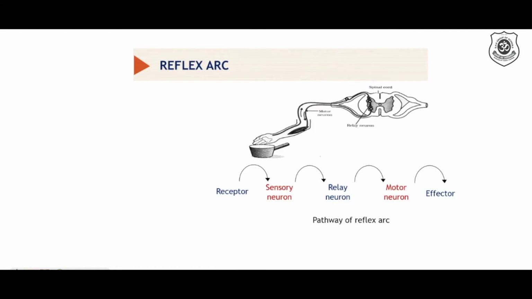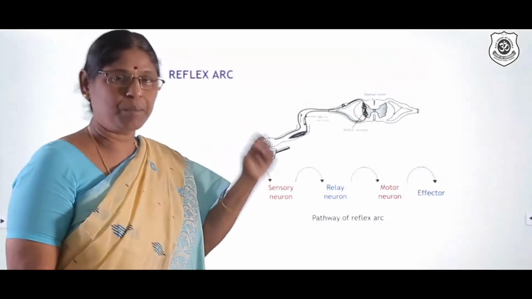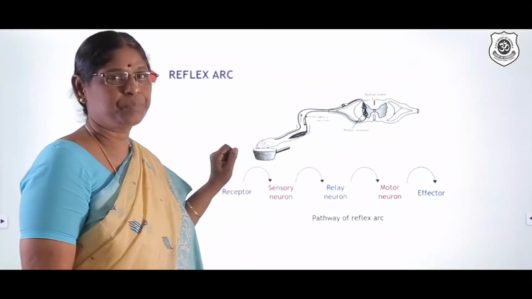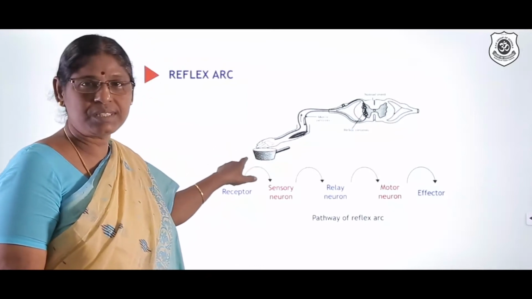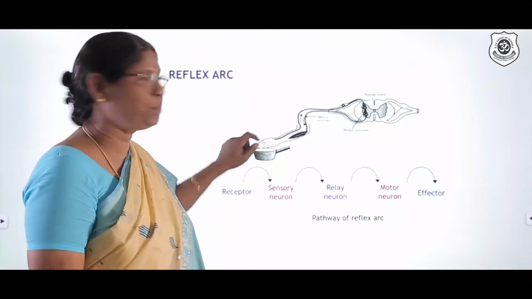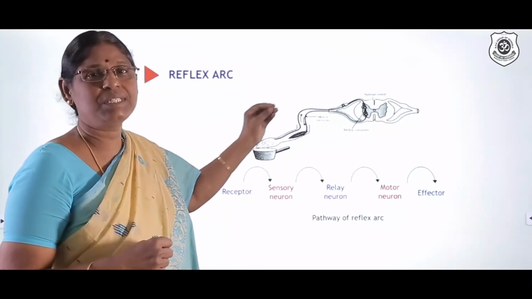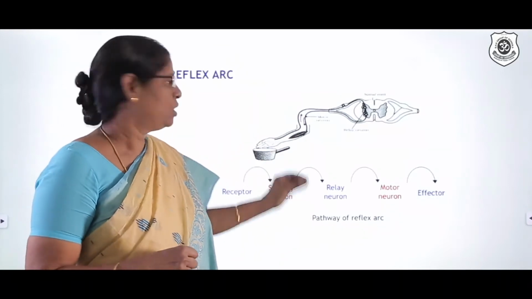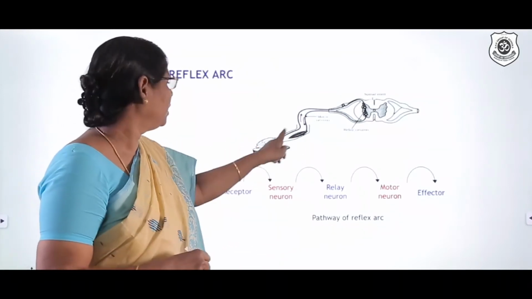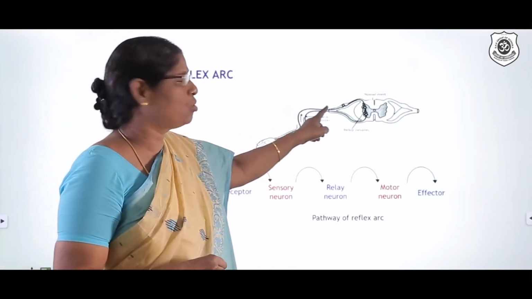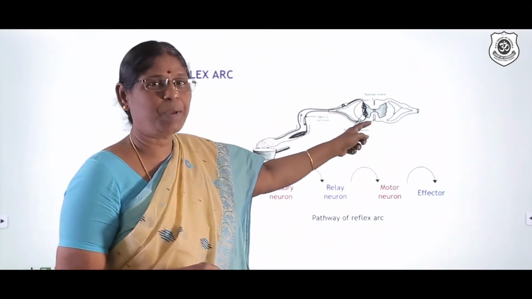Now let us see how this reflex action takes place and what is the pathway. This normally we call it as reflex arc. It's like a short circuit or short cycle which happens within our body. Here you can see a hand touching a hot object. Now the hot substance is a stimulus, and the receptors in the hand will feel the heat, and immediately it will send the message through the nerve. The sensory nerve comes from the sense organ, and from there it goes to the spinal cord. First it will reach the spinal cord.